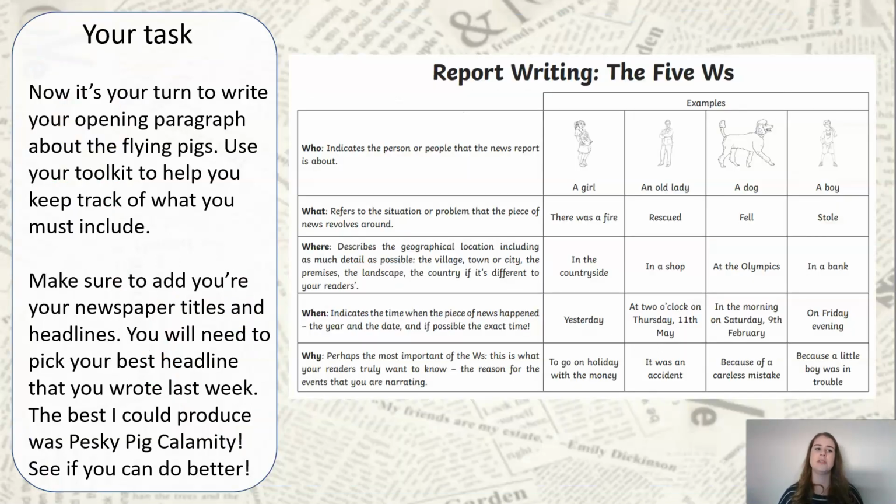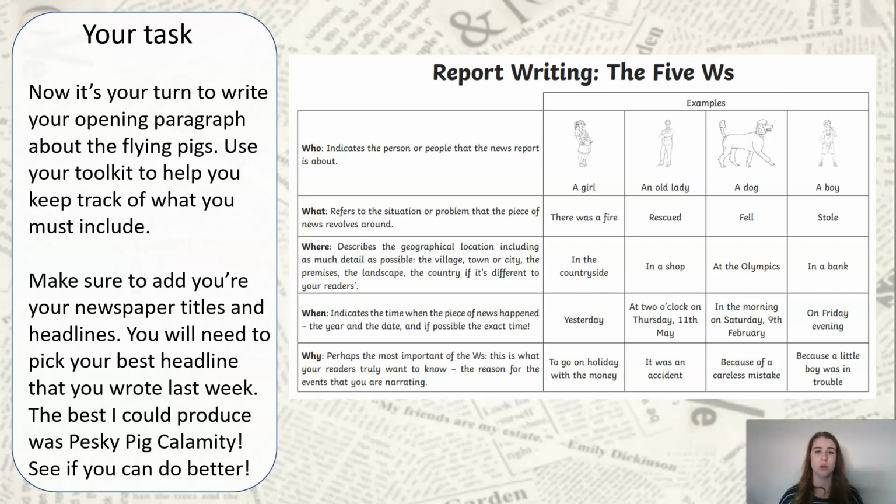So your challenge for today. So I have sent home this report writing toolkit. This is just for you to have a look at, to remind you the purpose of our 5 W's and why they are important to the beginning of our newspaper. And here are some examples to show you the flow of those 5 W's. Okay, so that's just a toolkit to help you. So you're now going to write your opening paragraph about your sequel. So you're going to be writing about flying pigs.